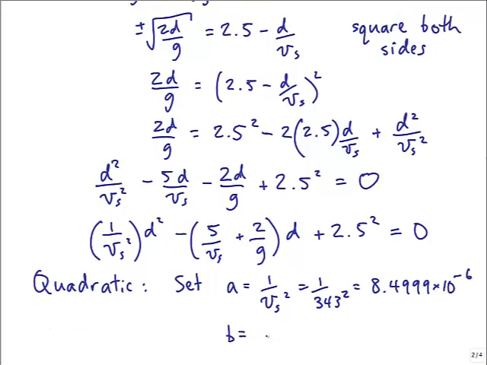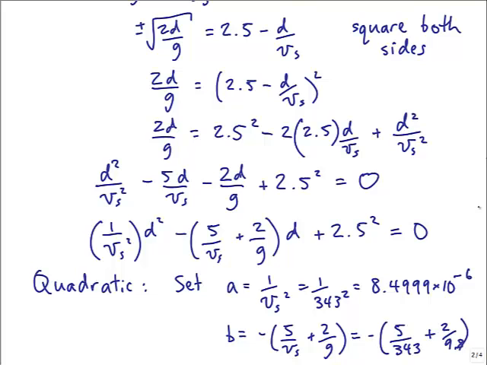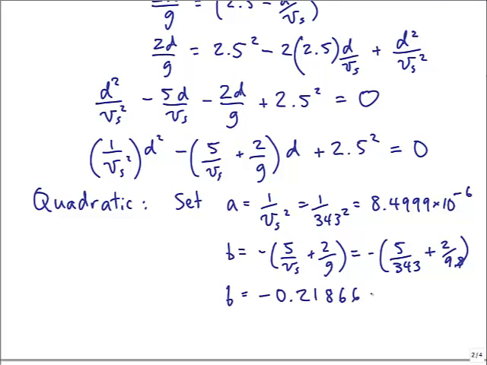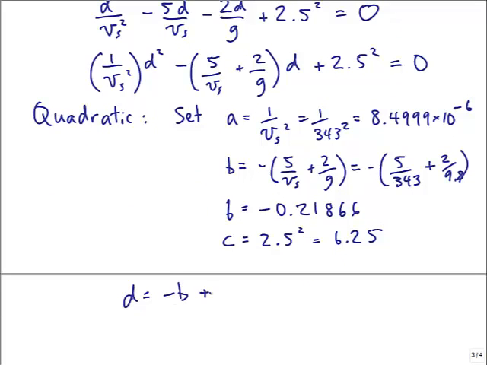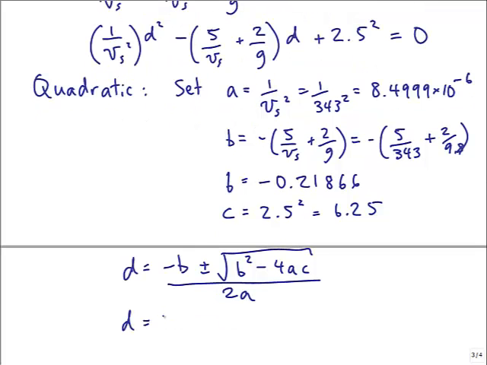B is negative 5 over vs plus 2 over g. That's negative 5 over 343 plus 2 over 9.8. I get minus 0.21866, and c is just 2.5 squared. That's 6.25. And now I can use that d is equal to negative b plus or minus the square root of b squared minus 4ac, all over 2a. Plugging in all those numbers, I get two solutions, either 25,696 meters or 28.615 meters. So which one?